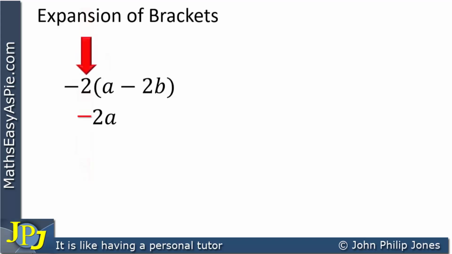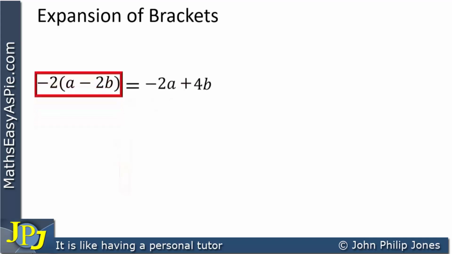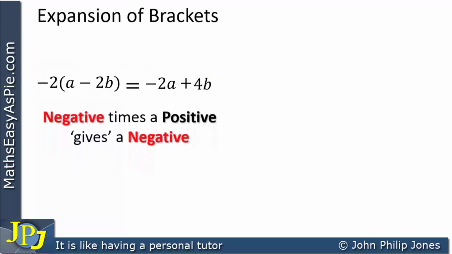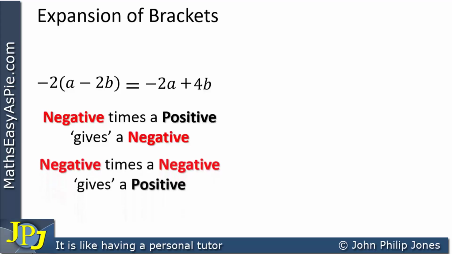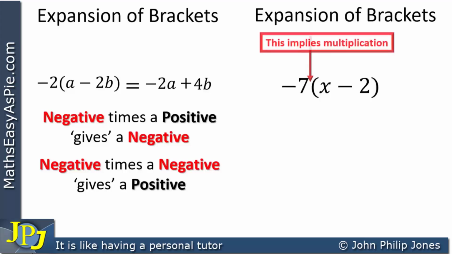We can go on to see that this 2 will multiply 2b, and this will give us 4b. And of course, now we turn our attention to this negative and this negative, and a negative times a negative will give a positive. Consequently, we can see that this expands to this. The example shown has illustrated that a negative times a positive gives a negative, and that a negative times a negative gives a positive.